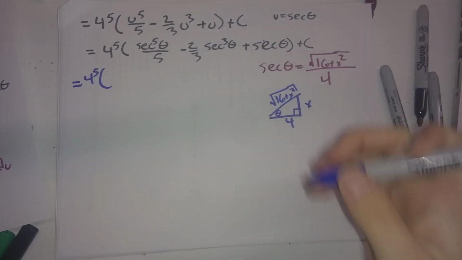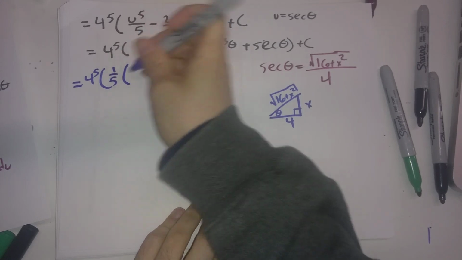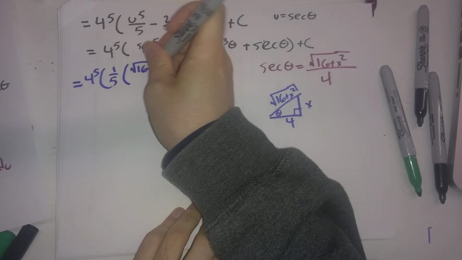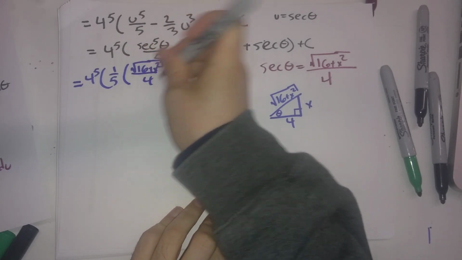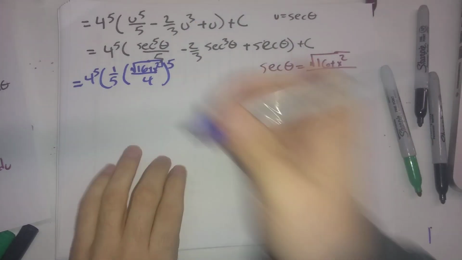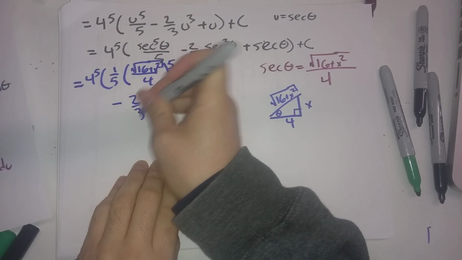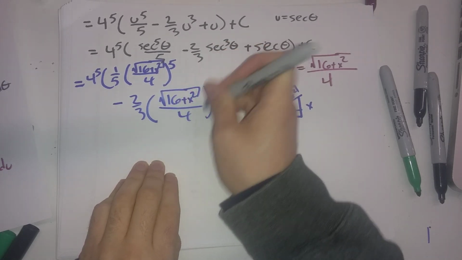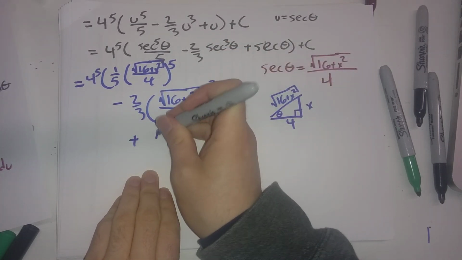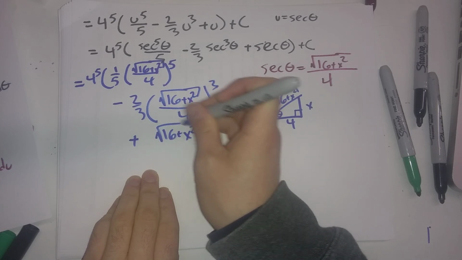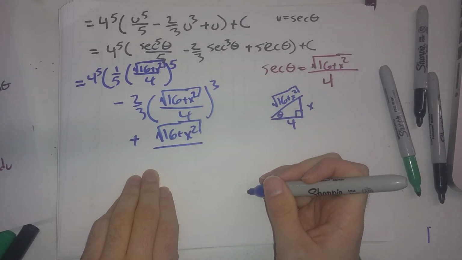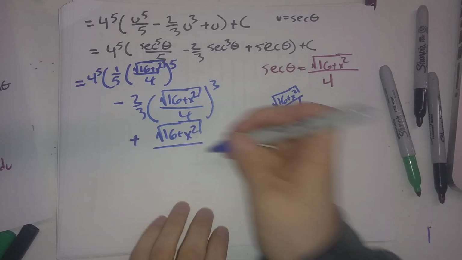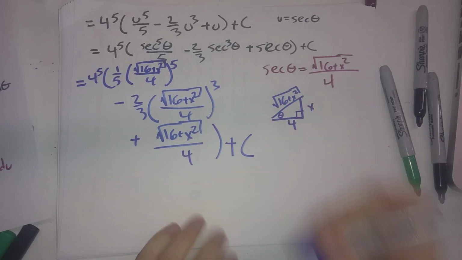Hit my camera on the way down. 1/5 times the square root of 16 plus x squared divided by 4, all of that to the 5th, minus 2/3 the square root of 16 plus x squared over 4, all that cubed, plus the square root of 16 plus x squared, all of that divided by 4, and all of that plus c.